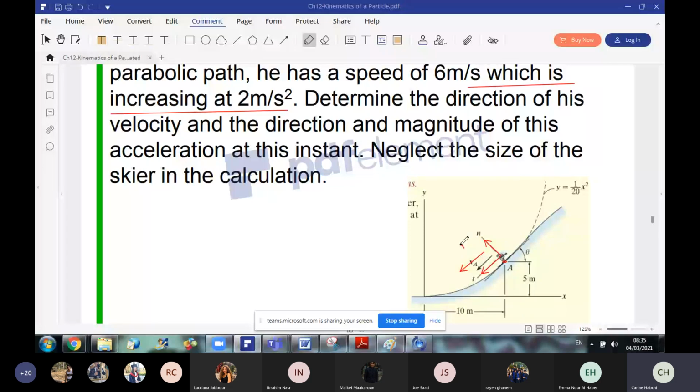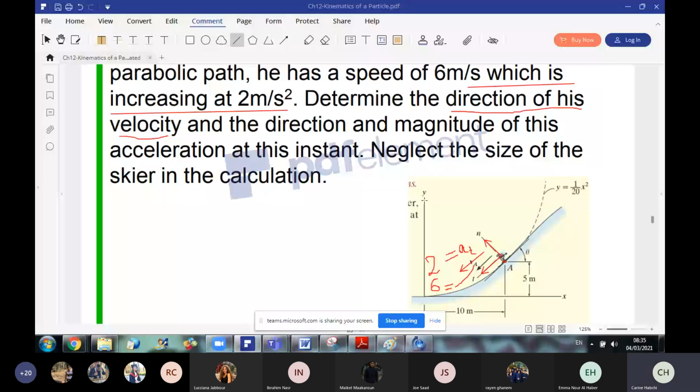And AT is given, AT is equal to 2, I know it. And the velocity also is given, V is equal to 6. What I want to find first is the direction of velocity. How can I find the direction of velocity? Who will tell me? Direction is given by angle. So I know that it's downward, and this is the line of action of the velocity.